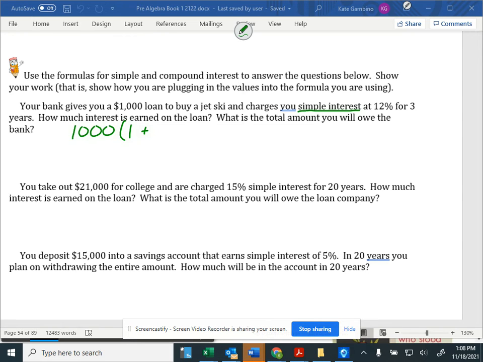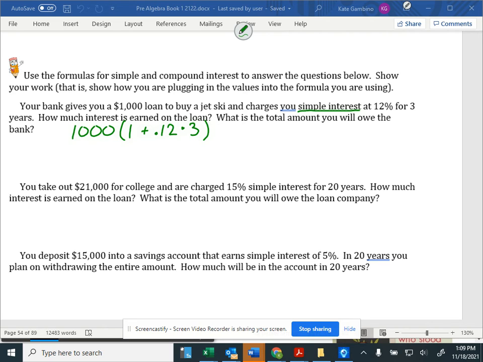So let's make sure we're setting it up the correct way. So it's R then T. So R is your 0.12 times T, which is your years. Okay? So make sure you're setting it up going the right way. Sometimes it will make a big difference. This one, it really doesn't make a difference multiplying backwards, but we just want to be in the habit of plugging in the numbers in the right spot. So that would be your calculation to show how much interest is earned on the loan.